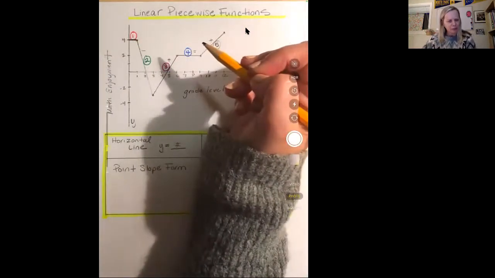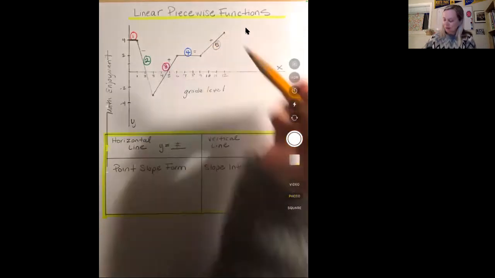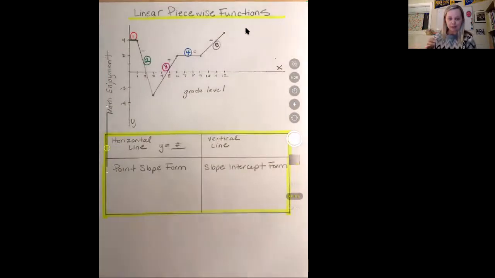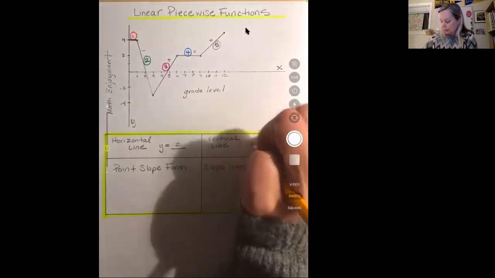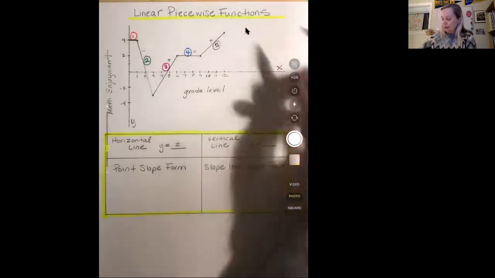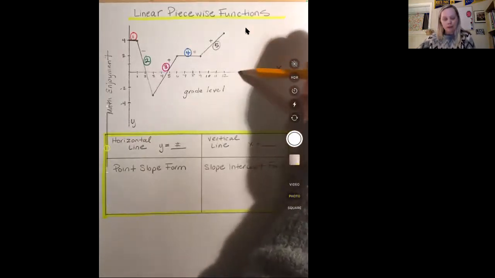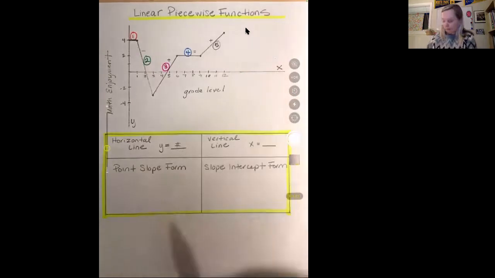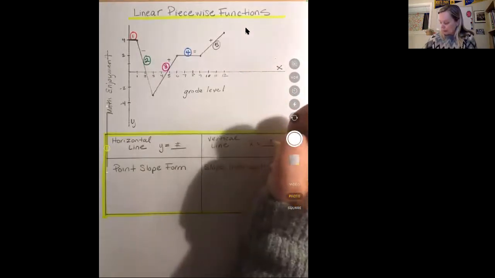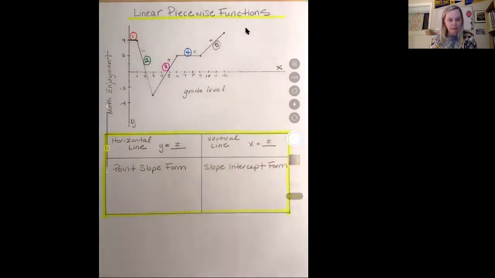That might be kind of weird. I don't know how we would think of that in terms of time. But if I did have a vertical line instead of a y equals, it would be x equals, and then the number where that line hit the x-axis. Let's say, for example, I had one over here. So similar, except a vertical line has the equation x equals.